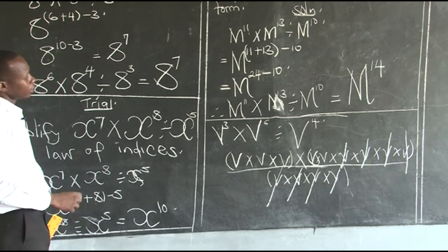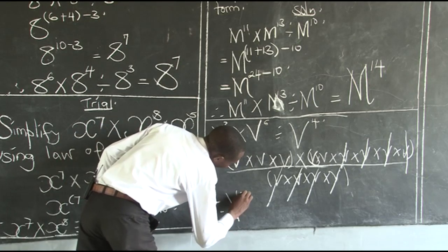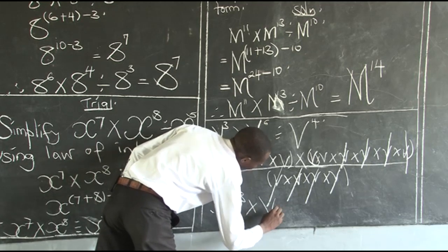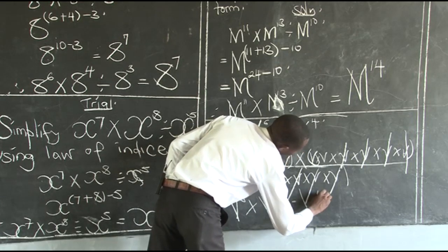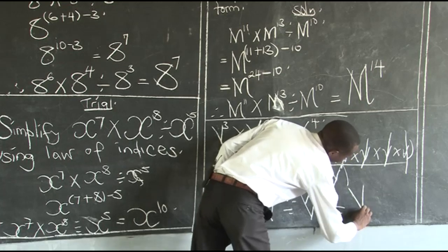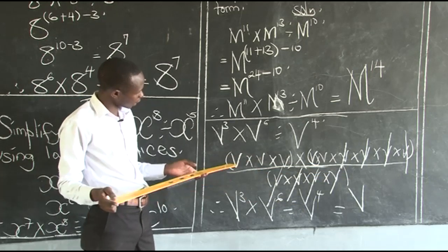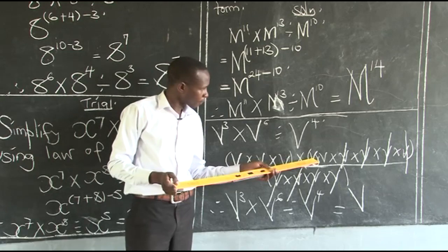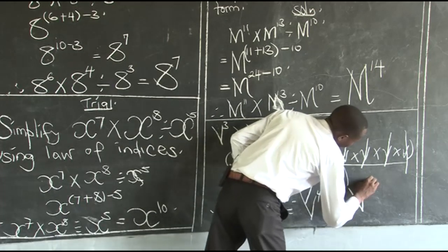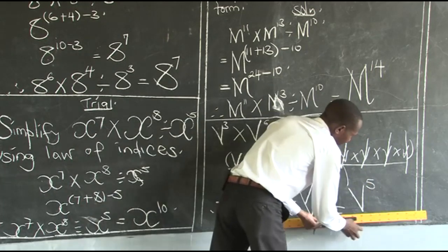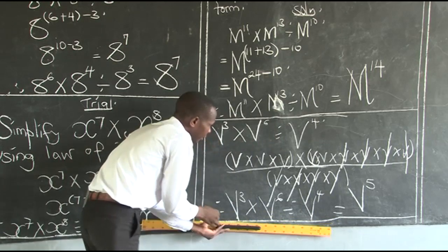So after canceling out everything, we shall now remain with v. So I will come here and say, therefore, v to power 3 times v to power 6 divided by v to power 4 will give us v to power... So let's count the v's we are remaining with. Here we have exhausted everything. So here we shall have 1, 2, 3, 4, 5. So 5 v's are not affected. So we shall have v to power 5. And after that, I will have to underline my answer.